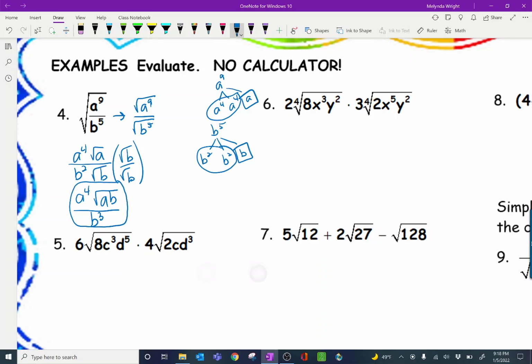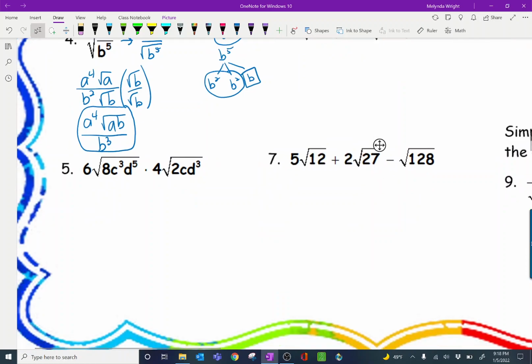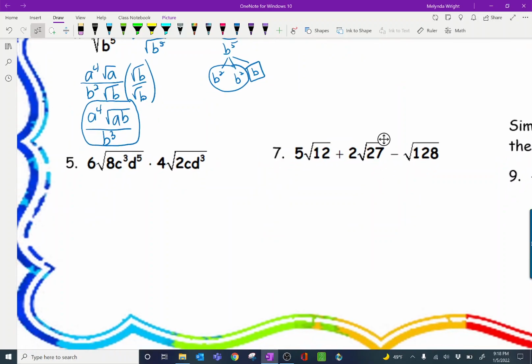Okay, let's look at number 5. So number 5, we've got some crazy stuff going on here, but we do have a radical times a radical. Let's deal with these numbers first. I would multiply this number times this number because they're outside the radical. They're really just hanging around. So 6 times 4 is 24.